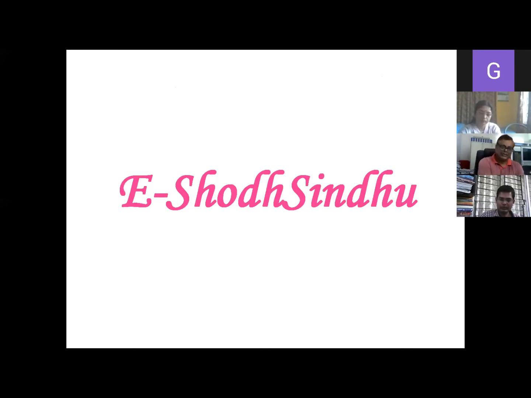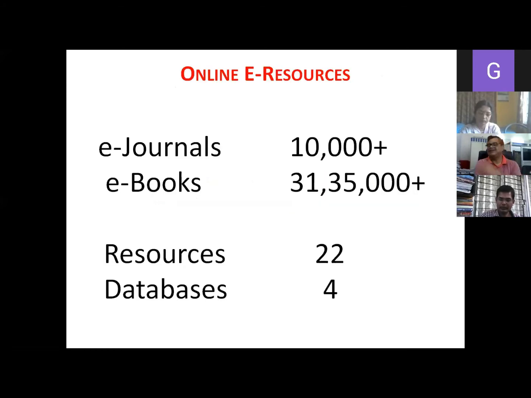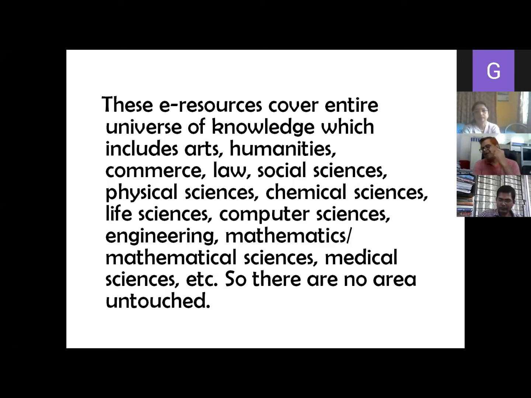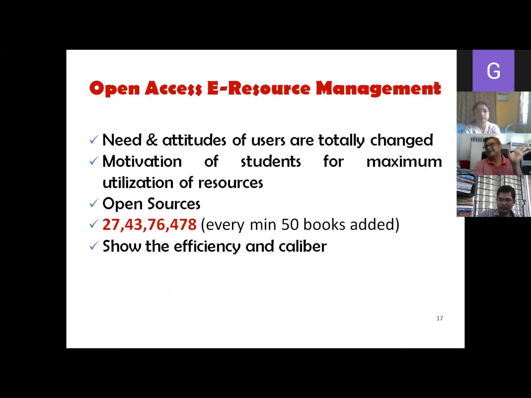So this is e-ShodhSindhu. Already I have mentioned that 10,000 journals are there, 31,35,000 books are there, 22 resources and 4 databases. You can get this from www.inflibnet.ac.in. At least once in 10 days or at least once in a fortnight, if you are visiting this site, you will always get some new information, which will always be beneficial to all of you as you are associated with teaching. I have already told you that there is no area untouched where e-resources are not available. All the subjects in this entire world have these e-resources nowadays.